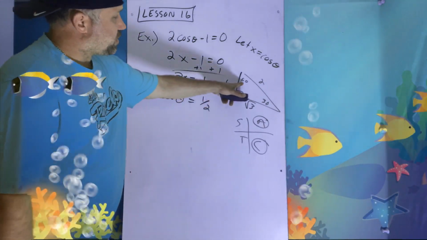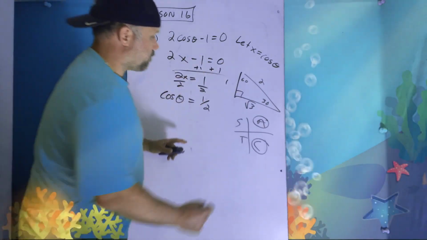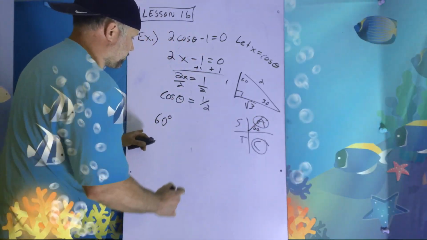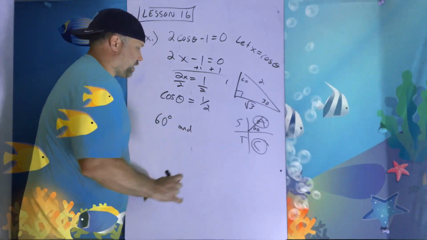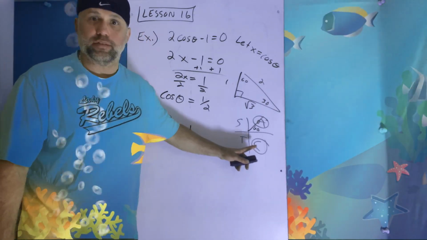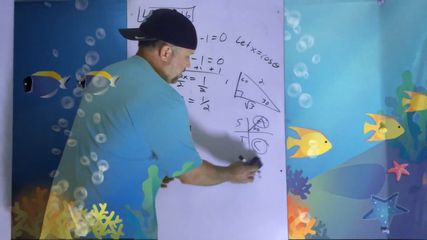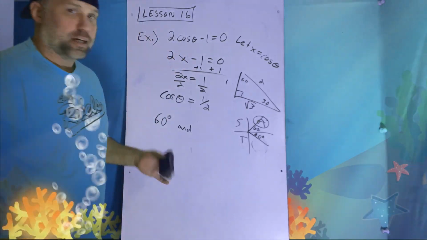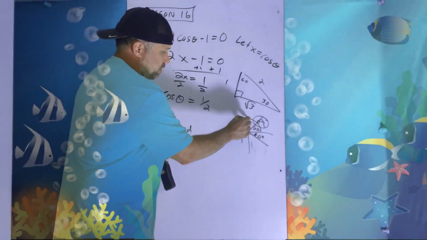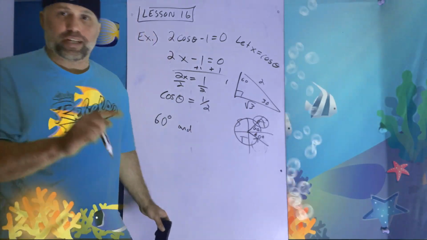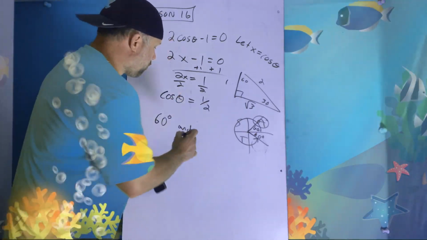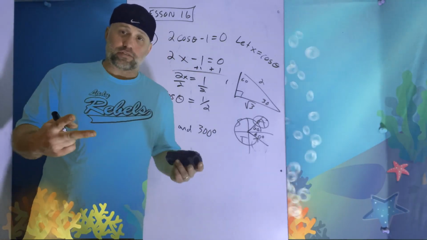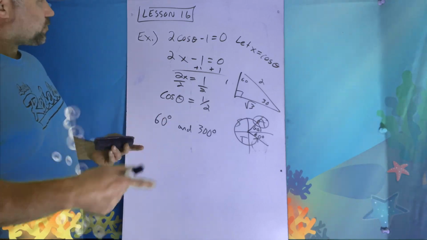It's positive in A and C. So 60 degrees is our answer from quadrant A. Our other answer, though, falls down here in quadrant C. If I take 60 and draw it as a reference angle in the C quadrant, I can see that that angle right there is actually 300 degrees. So 300 is my second answer. There are two answers to this equation, 60 and 300.